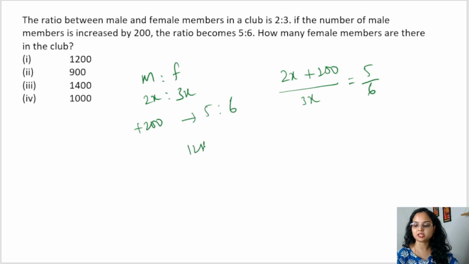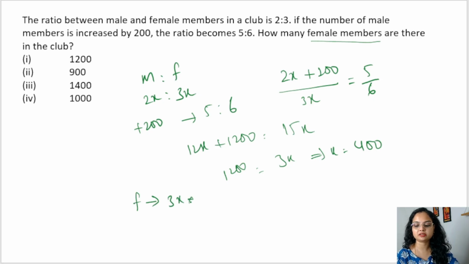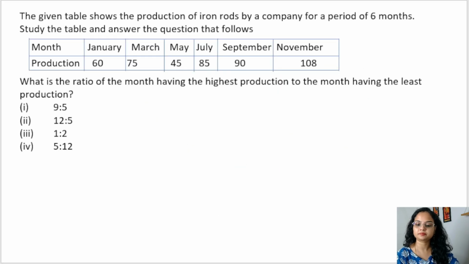Now we will cross multiply. It is 12x plus 1200 is equal to 15x. 3x is equal to 1200. So x is equal to 400. How many female members are there in the club? So the female members are 3x. 3 into 400, it is 1200. First option.